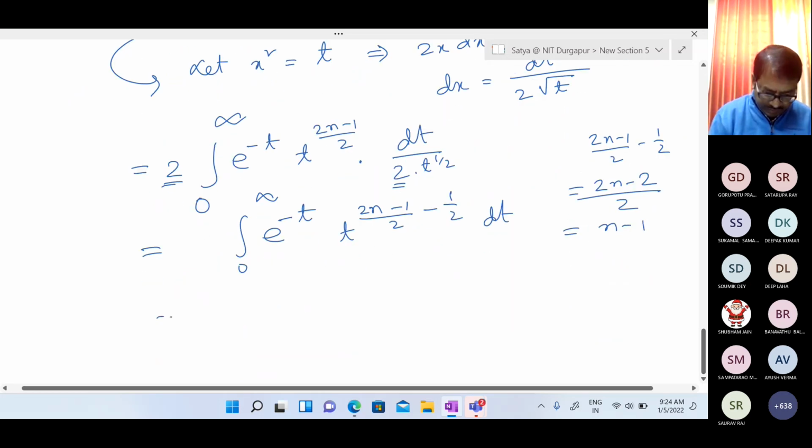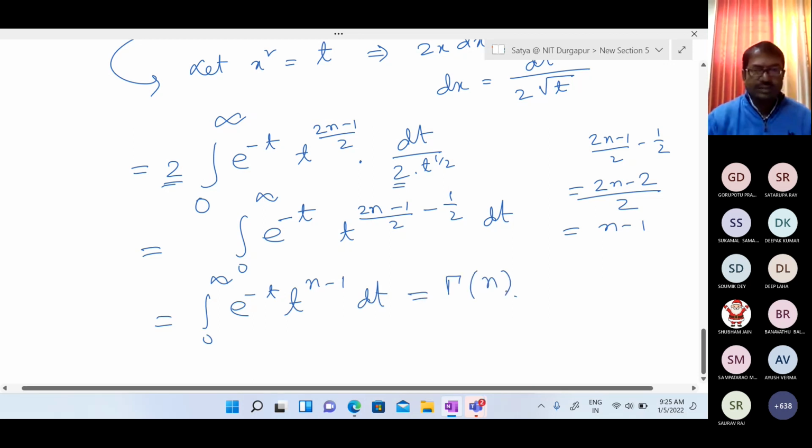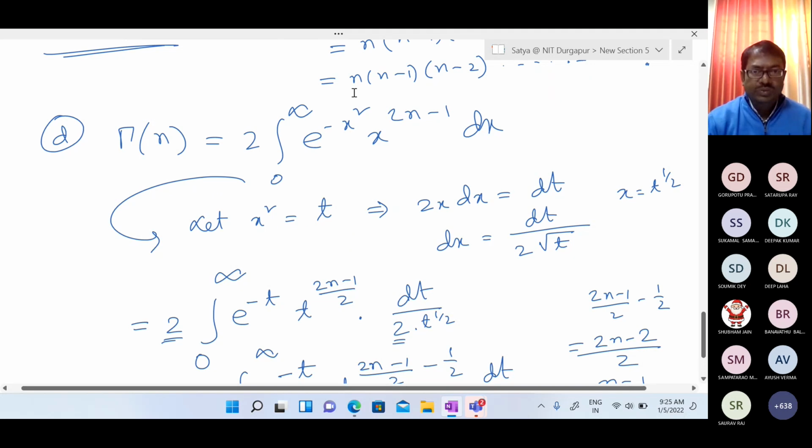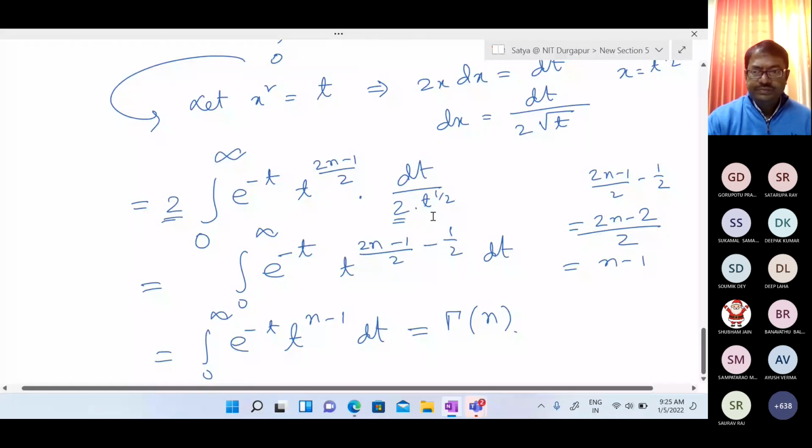So this equals the integration over 0 to infinity of e to the power minus t, t to the power n minus 1 dt, and this is the gamma function. That was our target: we needed to prove this equals gamma n. Sometimes this definition helps in some proofs. We know the one definition of gamma n, but we can also use this one, 2 times this integral with power 2n minus 1. Okay, now another one.